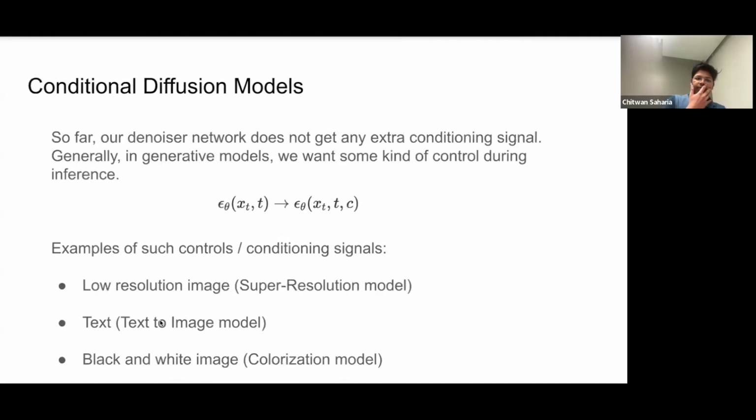Now let's talk about conditional diffusion models, because generating images by themselves is not as interesting. You do need some kind of control so that you can actually do something productive with these generative models. And what are the kinds of controls that we can think of? For example, if you're trying to train a super resolution model, we will have a low resolution image as input. If we are thinking of a text to image model, we will have the text as input. If we are thinking of a colorization model, we'll have a black and white image as input.